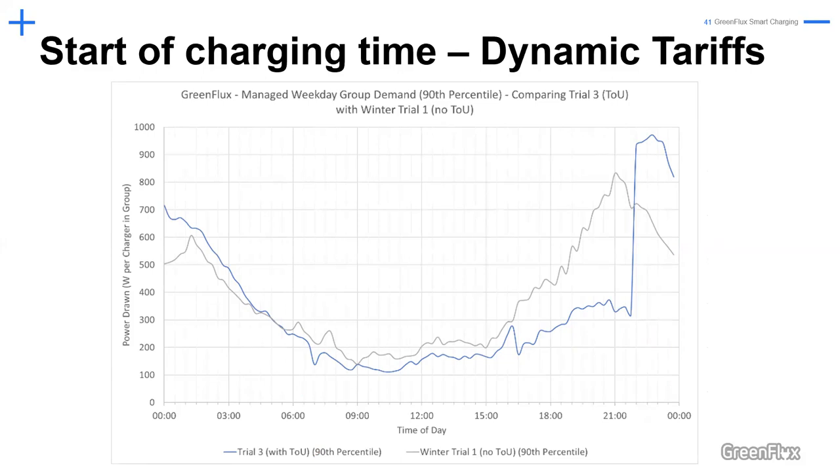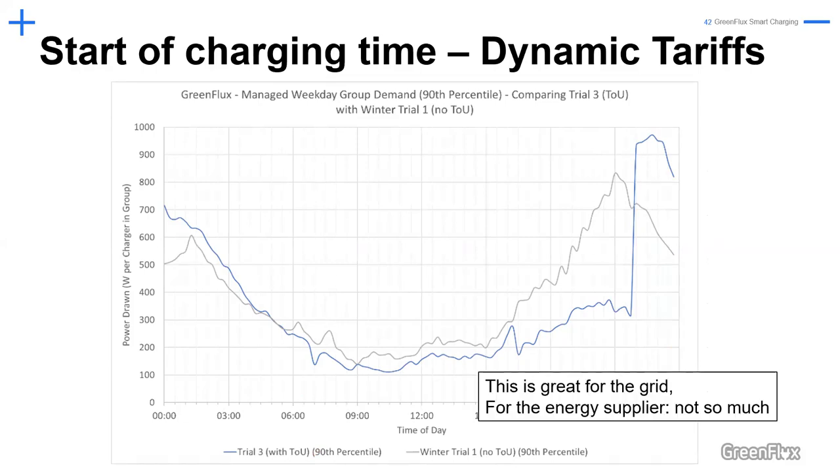This may not seem like a big shift, but remember that the household peak is also there at 6 o'clock. So we shift all this consumption to a later stage. So this is a huge success for the grid operator. However, for the energy supplier, this is not so good.